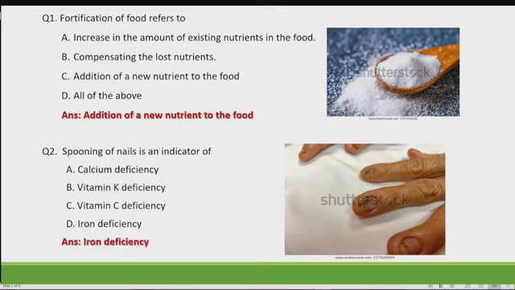Another question which can be asked in the exam is what spooning of nails is called. This condition, the depressed nail, has a name. The name is koilonychia. So they may ask this also: what is the condition of spooning of nails called? You should know that it is koilonychia.